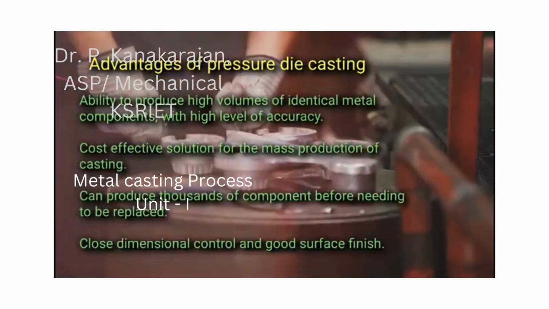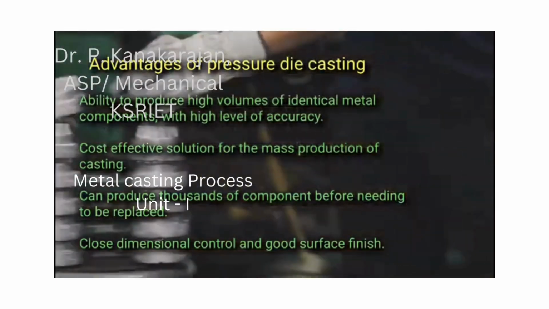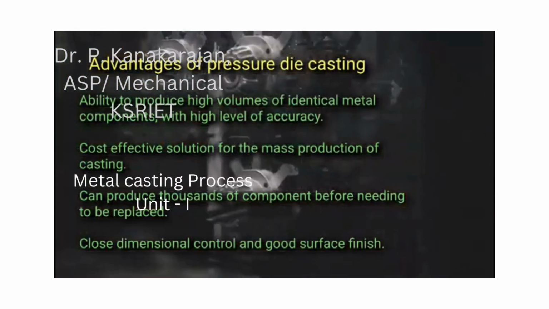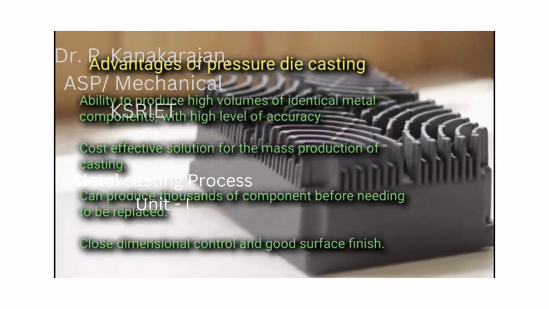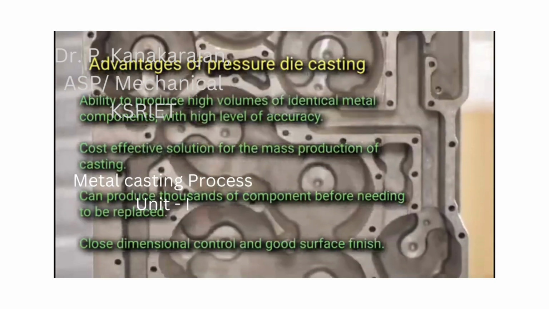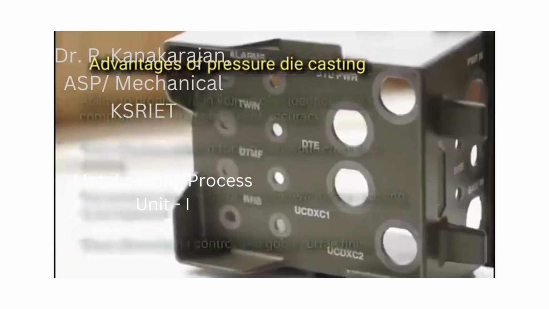Advantages of pressure die casting: ability to produce high volumes of identical metal components with a high level of accuracy. Cost-effective solution for the mass production of castings. Can produce thousands of components before needing to be replaced. Close dimensional control and good surface finish.